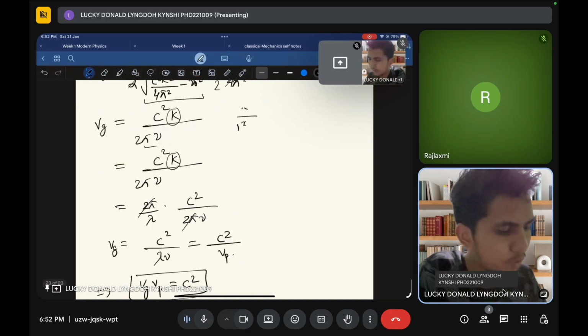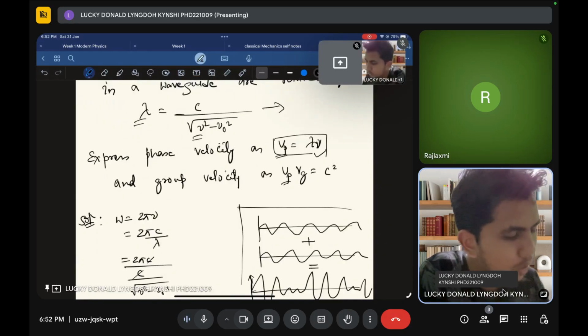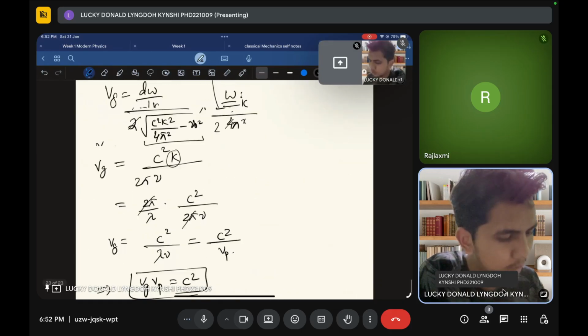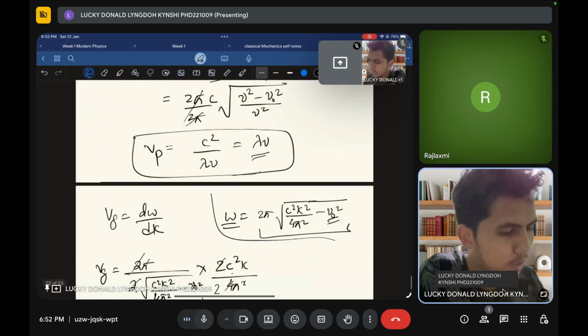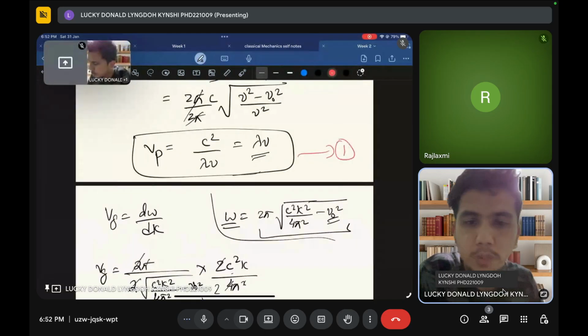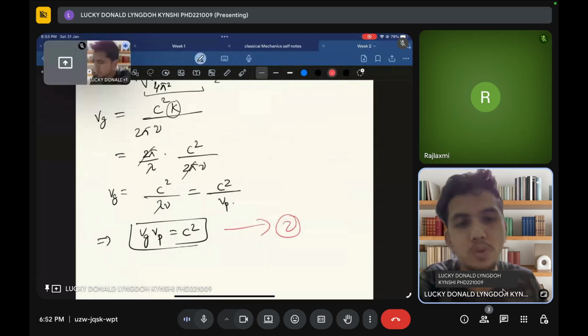Okay. So that solves both the problems. Phase velocity is equal to lambda into mu, and phase velocity into the group velocity is equal to c square. So that is what we found out. The first equation is Vp is equal to lambda mu, and the second equation is Vp Vg is equal to c square.